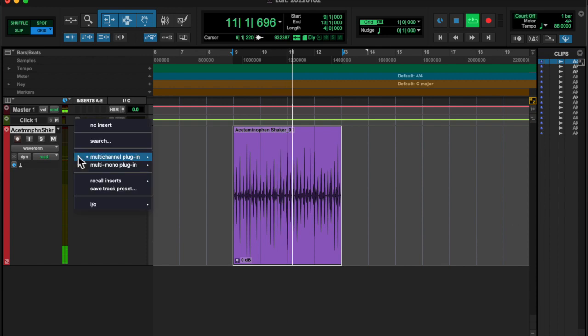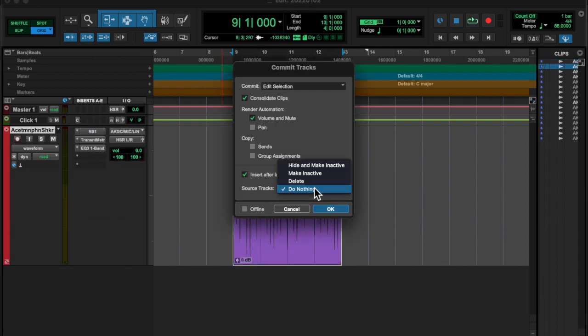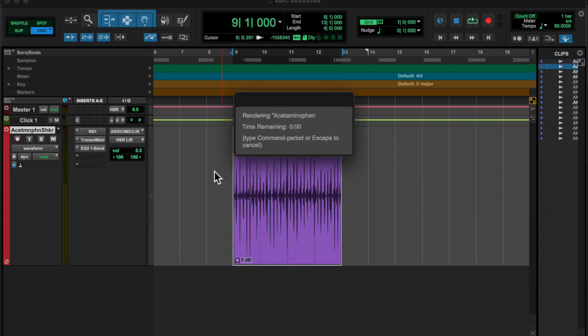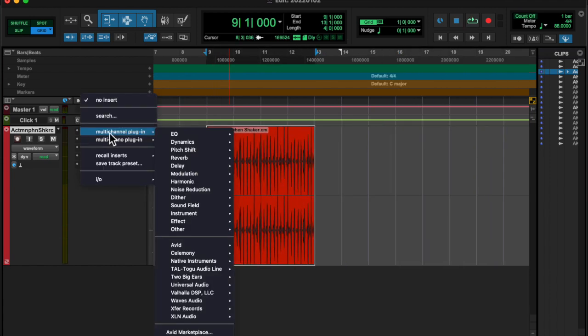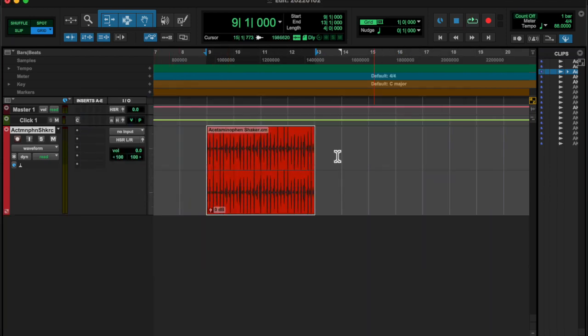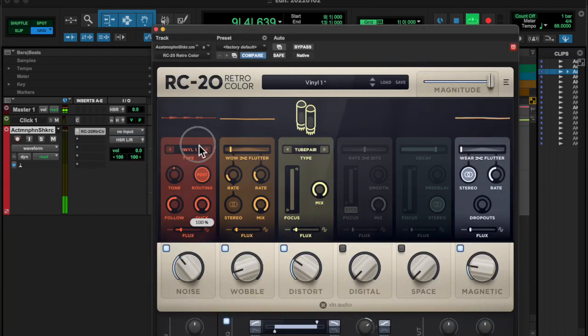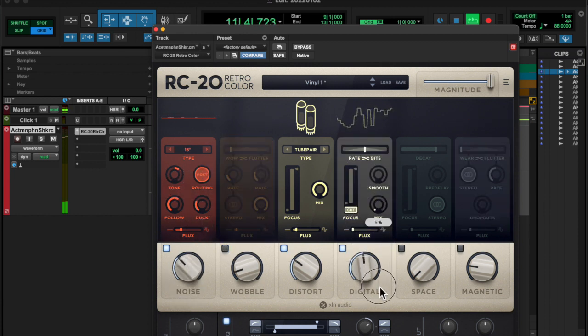I like the noise when you set it to follow, and then I added the distortion. The tube pair distortion really gave it some nice warmth. I don't know how else to describe it. And I think that's the only ones I had on. I fucked around with the digital, but I wound up not liking it.